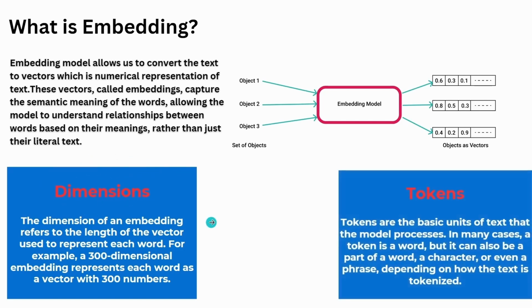Those two features you will consider as dimensions. Next we have a token. Tokens are basically the units of text that a model processes. A token can be a word, a character, or even a phrase, depending on how the text is tokenized.